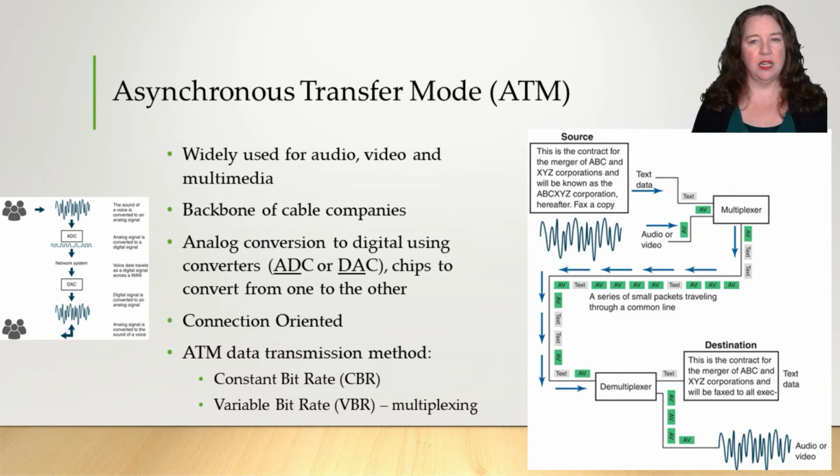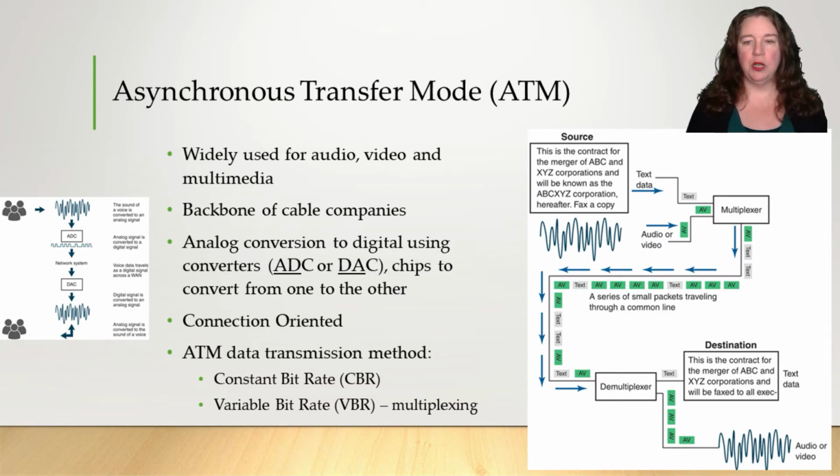But the visual here is you have two different pieces of information going from the source to the destination. One is a text document and one is some audio or video data. Both of them are going to go from the source into a multiplexer, where the multiplexer is going to be able to combine them together. Remember, a multiplexer is going to take two different streams, convert them into one stream, and be able to send the packets traveling through your line. ATM is connection oriented, so it's going to have a dedicated common line.